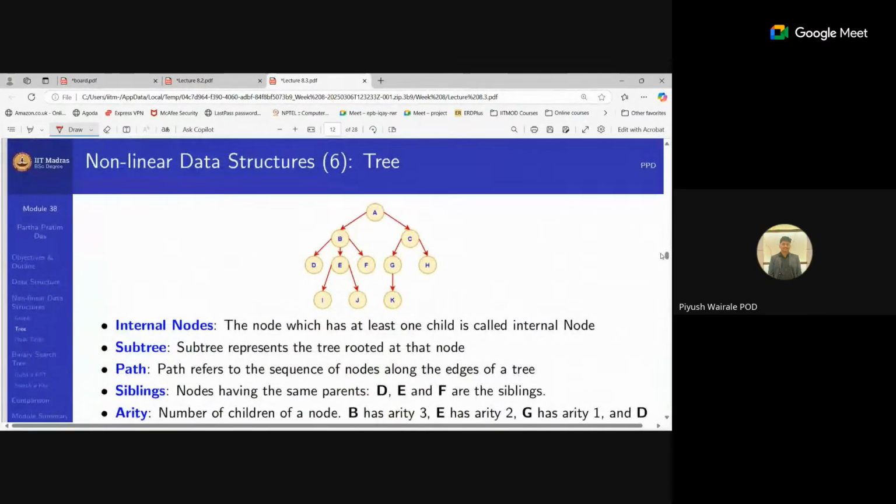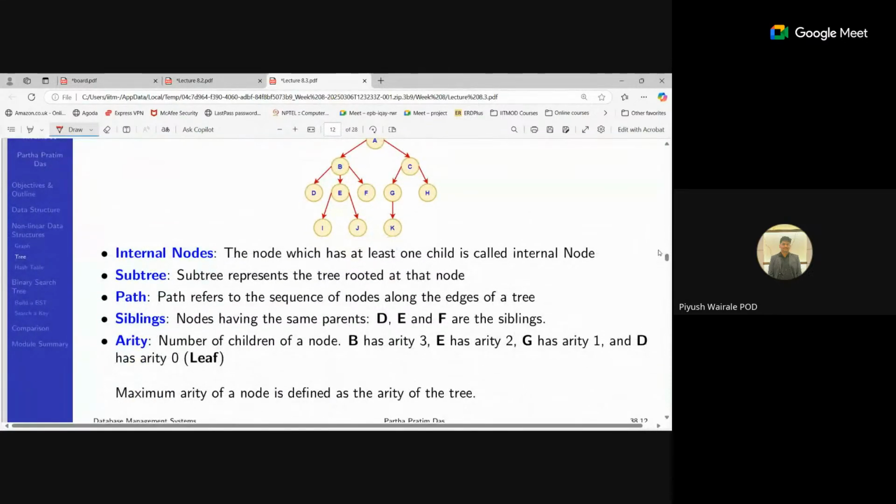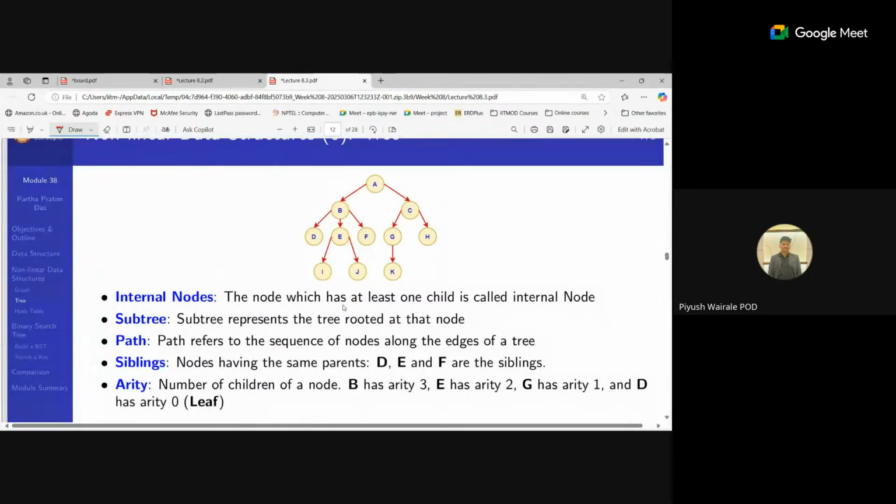So we have a few more nomenclatures here, very important. Internal node: we can say a node which has at least one child is called an internal node. So all are internal nodes except the leaf nodes, because leaf nodes don't have any children, right?